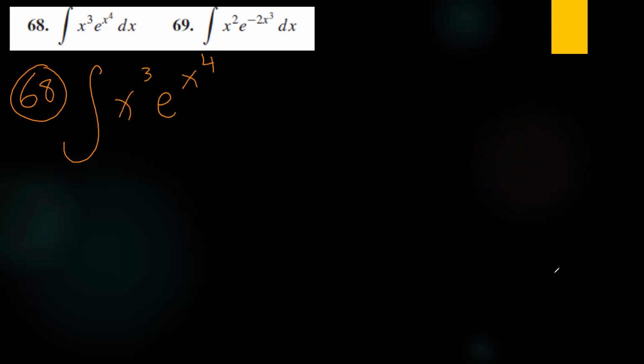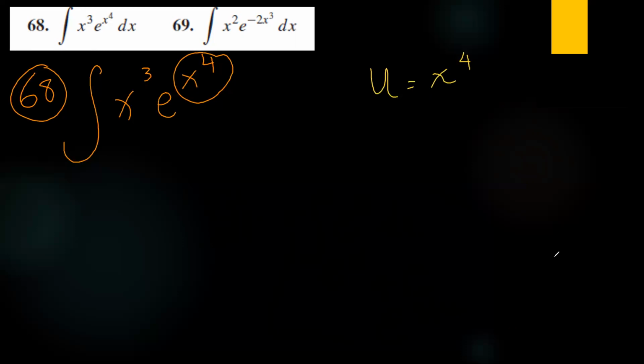Now let's solve number 68. In number 68 here, you have to find the integral of x cubic e to the power x to the power 4. To find it, you have to search where is e; the power that is raised to e will be u. So I will repeat: you have to search where is e, the power that is raised to e will be u. So this is u.